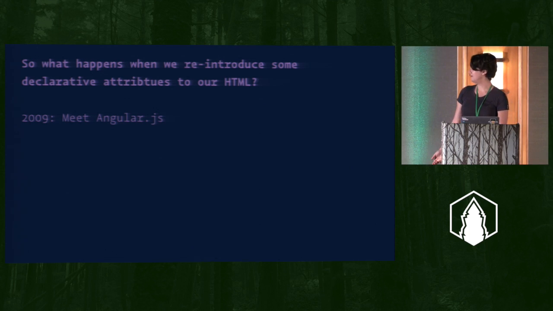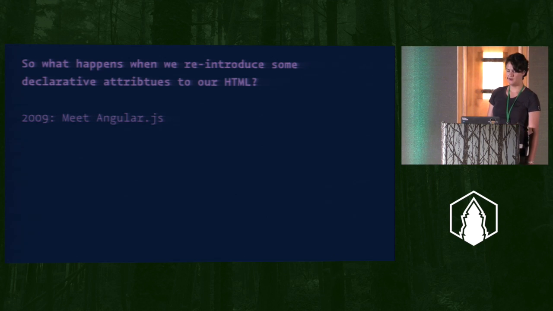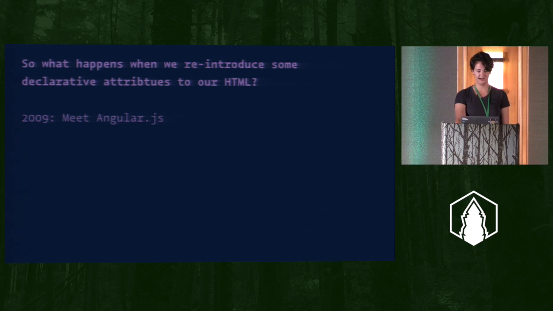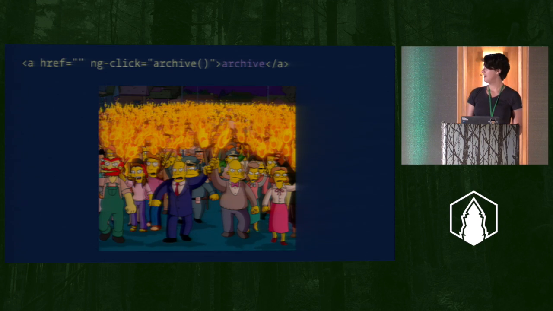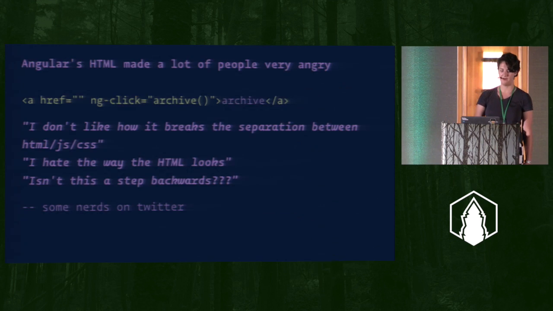So if we think that maybe some declarative attributes in our HTML are good and maybe we should add more of them, what happens when we do that? So in 2009, Angular was introduced to the world at large, and people were kind of mad about it. I know if you saw Alan's talk yesterday, he used this slide also, but it's unintentional. So this is just the example from the AngularJS homepage of a basic example of how to use Angular. And so the HTML part of Angular made a lot of people pretty angry.